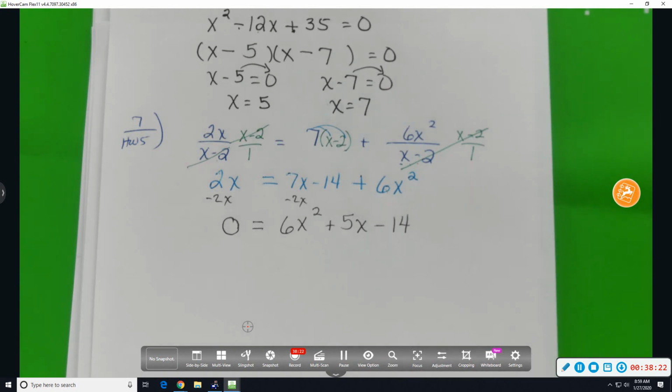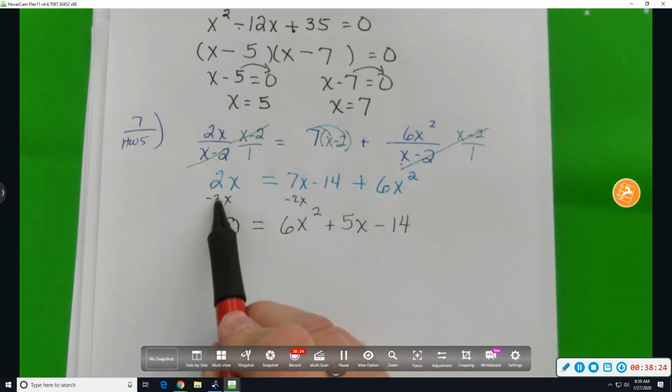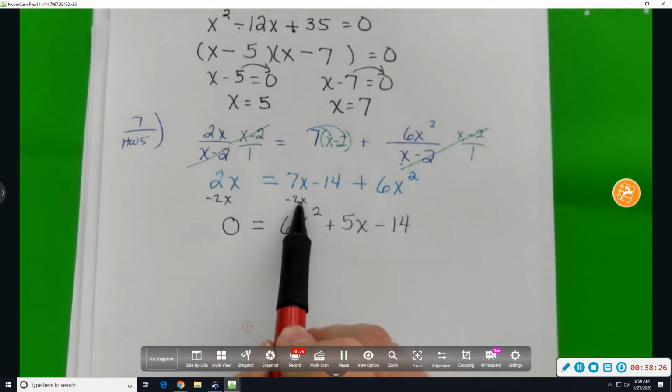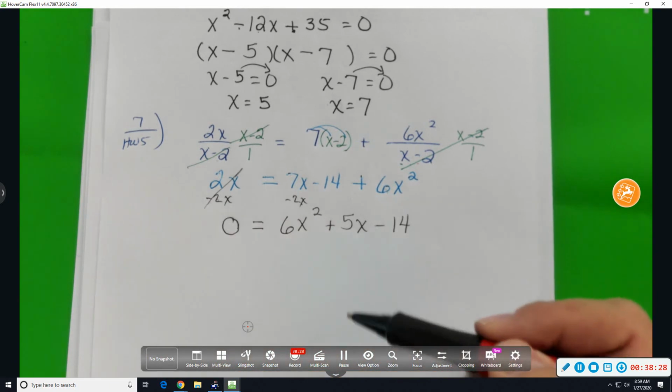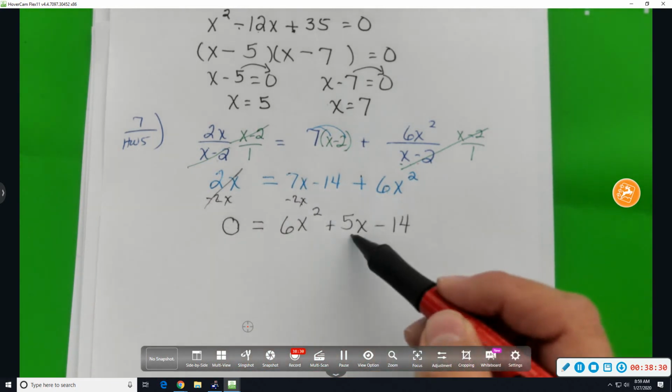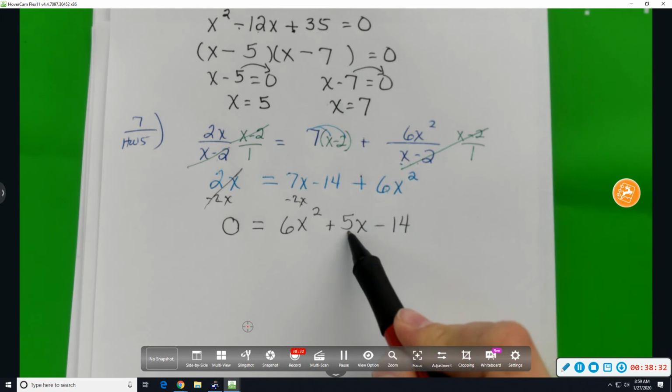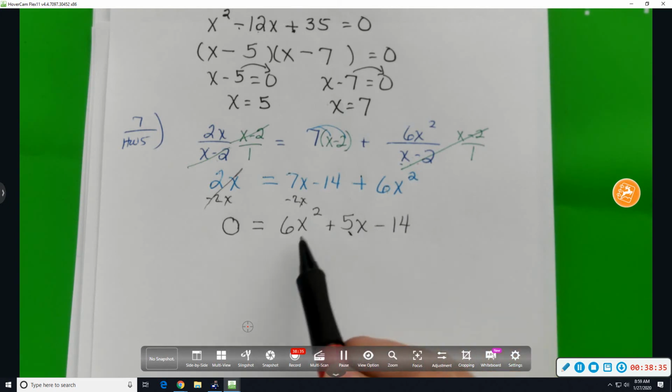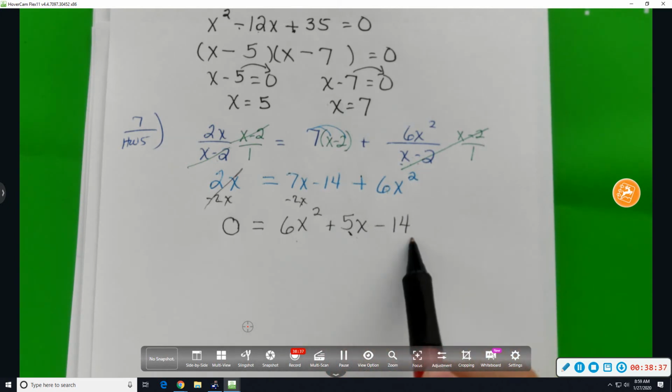Where did that 5x come from? Oh, right here when I subtracted the 2x from both sides to get the 0 over there. The 7x minus 2x is 5x. And notice how I'm writing it in that standard form. X squared, x, constant.